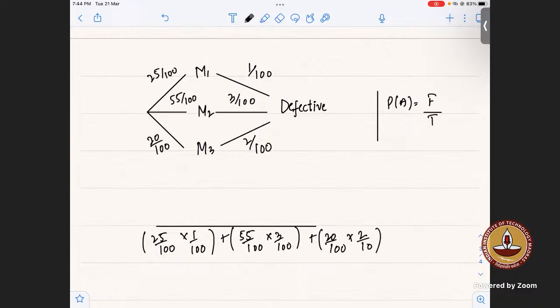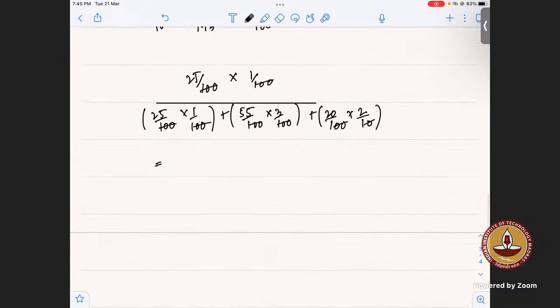Now, what are our favorable cases, what have we been asked? What is the probability that it was made by machine 1? So this one is our favorable case, the machine 1 case. So it will be 25 over 100 into 1 over 100. We'll see this all will cancel, and what we are left with is basically 25 over 25 plus 165 plus 40.